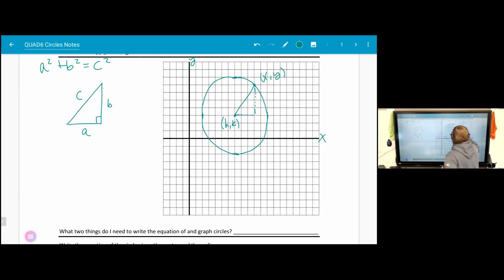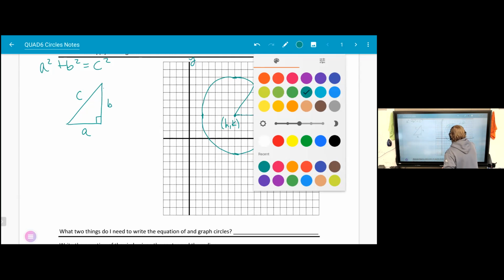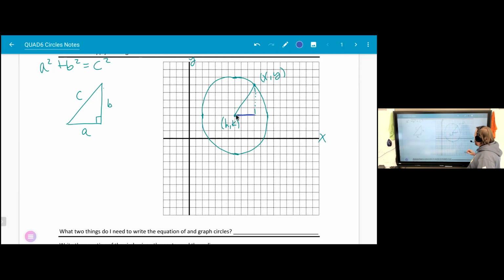If I want to know this length here, I know that's the difference between going out. This distance from the origin to there is x units. And then my other x distance is my h, right in here. The difference between these two points, the distance there, is x minus h. That's like this a value, x minus h. That's that distance right there.